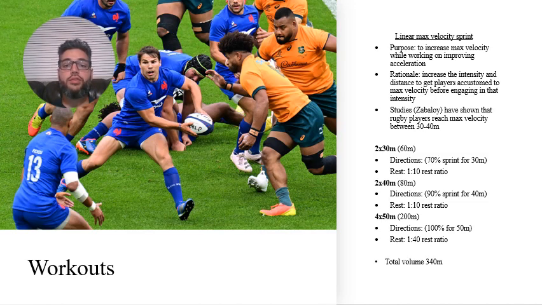So the purpose of this training, a linear max velocity sprint, is to increase max velocity while working on improving acceleration. We're increasing the intensity and distance to get the players accustomed to the max velocity before engaging in that activity.